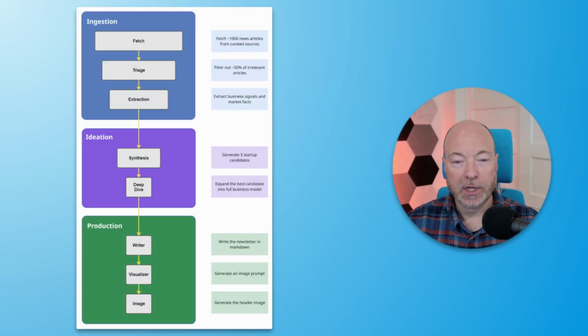Okay, so we've finished the ingestion and ideation phases. The only remaining phase then is the production phase, the big green block here on the bottom. So here we're going to create the final product. In our case, this is going to be a newsletter written in markdown. We're also going to have a nice header image.